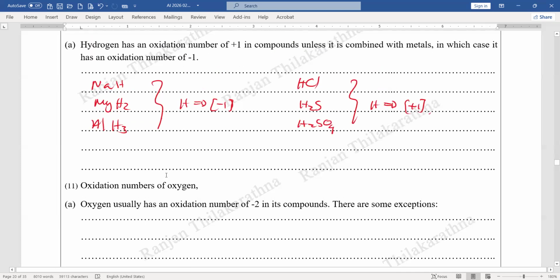Then the oxidation numbers of oxygen, that is also very important. Usually the oxidation state is -2, like this. In the case of water, it is -2, Na2O, MgO. The oxidation state is -2.